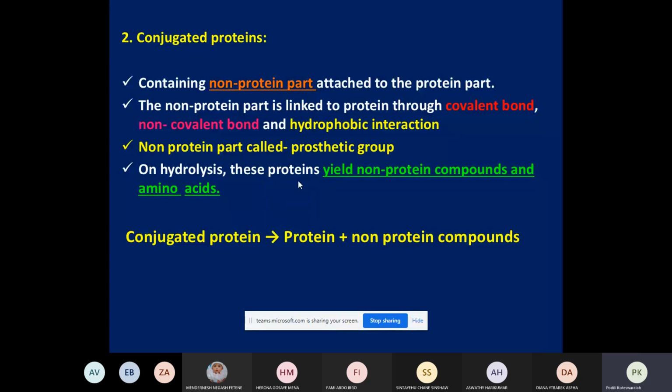And coming to the conjugated proteins, these conjugated proteins are composed of simple globular proteins and also the non-protein component. That means when the conjugated protein is hydrolyzed, we get the amino acids and also the non-protein component. That means conjugated proteins are composed of the protein part as well as the non-protein component, and this non-protein component is also known as the prosthetic group.